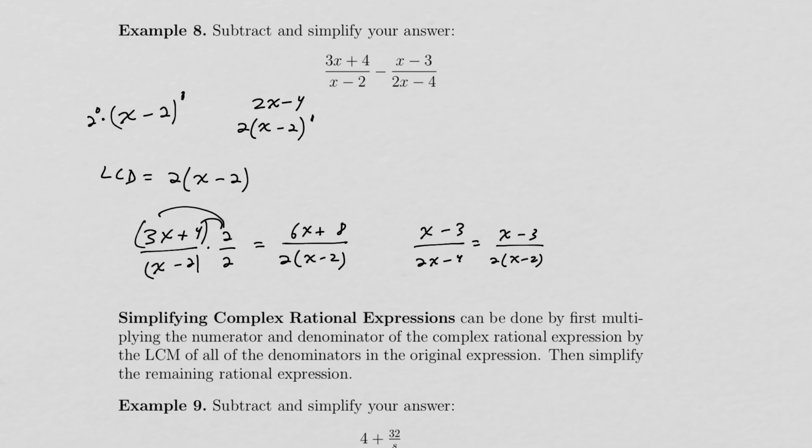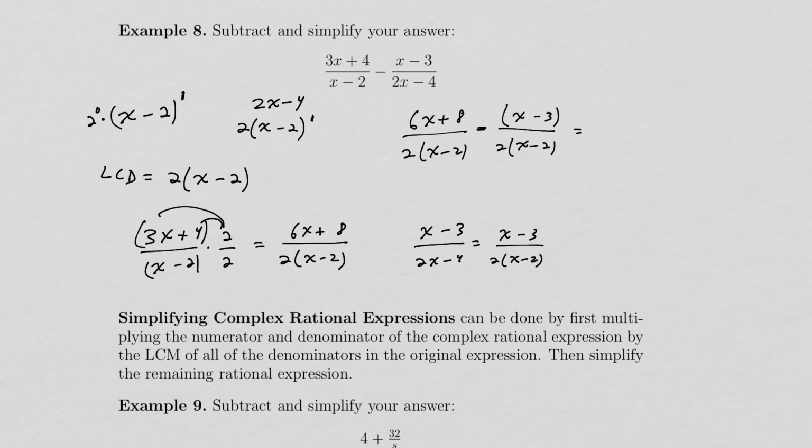Okay, so now I can subtract these, right? So I'll finish it up here. I have 6x plus 8 over 2 times x minus 2 minus, and in here you have to be careful. What I would do is put parentheses, so minus parentheses x minus 3 over 2 times x minus 2.